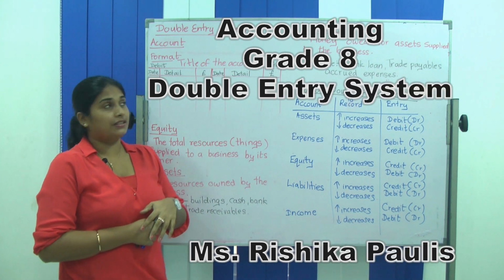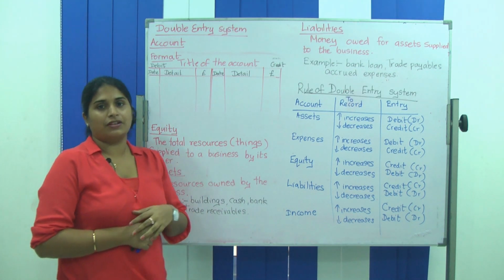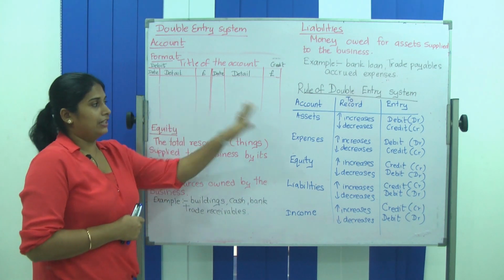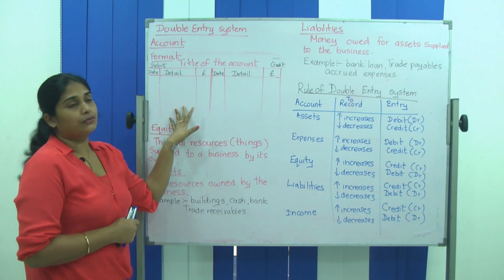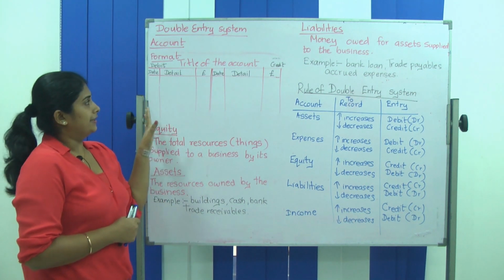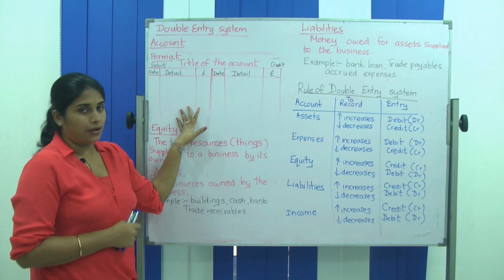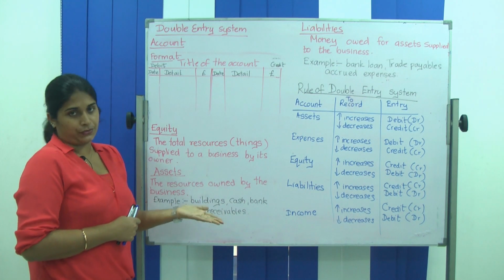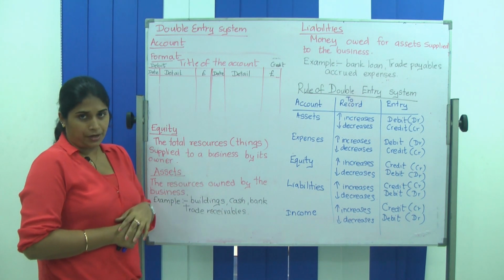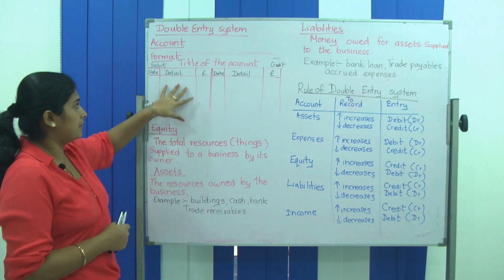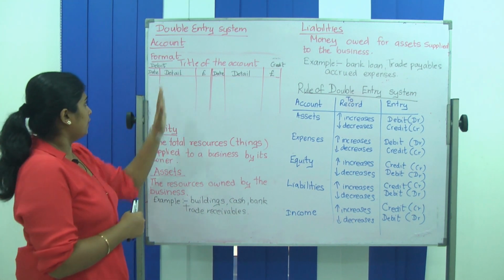Today we are going to learn about the double entry system of accounting for grade 8. First of all, before we learn the double entry system, we have to learn what an account is. An account is a main part of accounting where you record all the transactions after you record them in the prime entry books. So first you have to record them in the prime entry books, then after that you have to transfer them into the account. This is the format of an account.